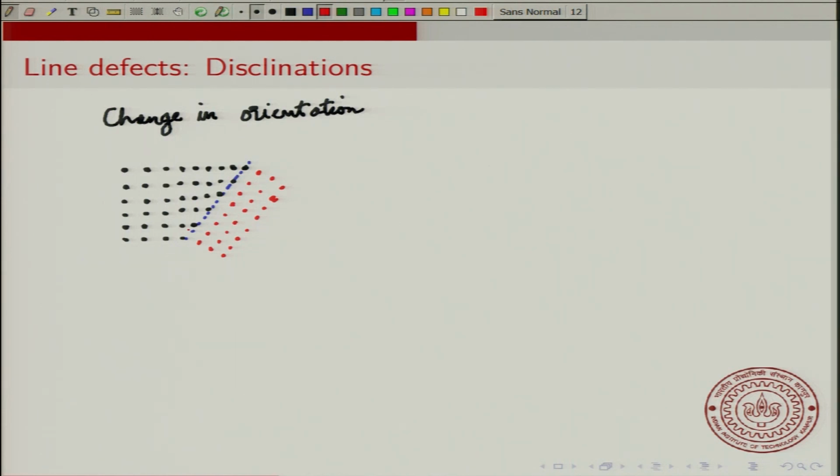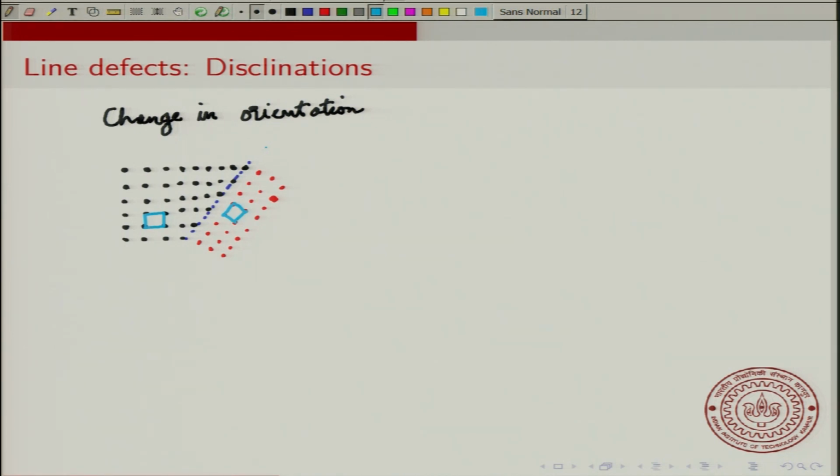What is very crucial to remember is that this lattice constant and this lattice constant are the same. It is the same lattice, it is just that the orientation is changed. So it is just a change in the orientation across this line. Then this line is referred to as a disclination line.